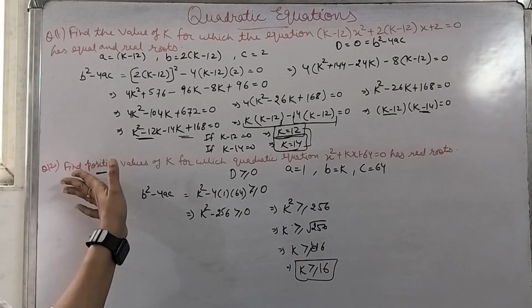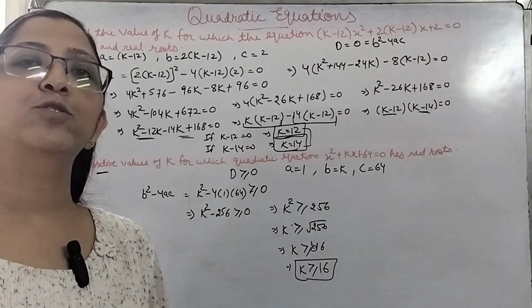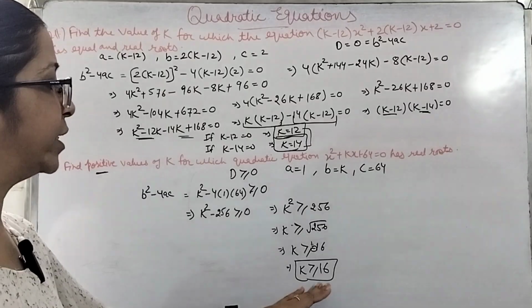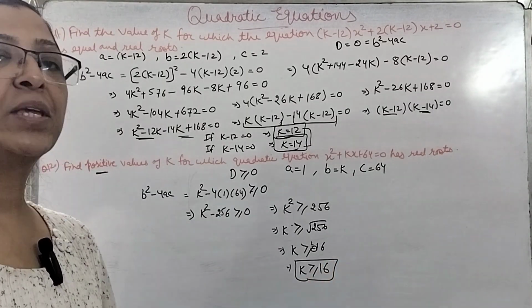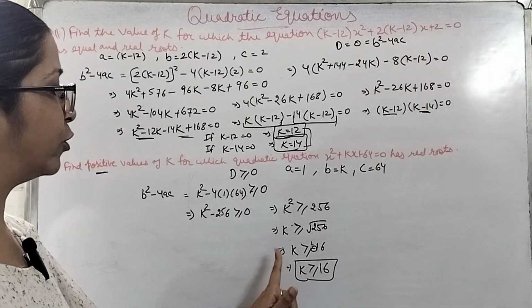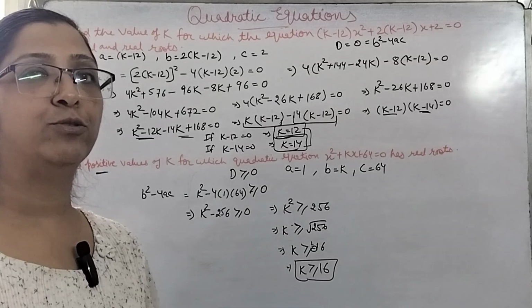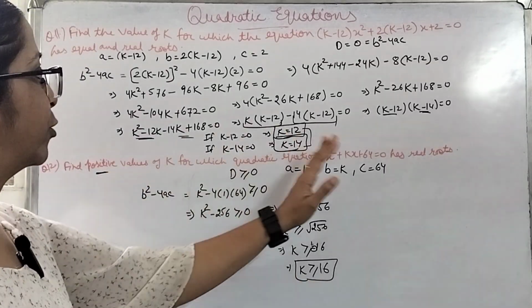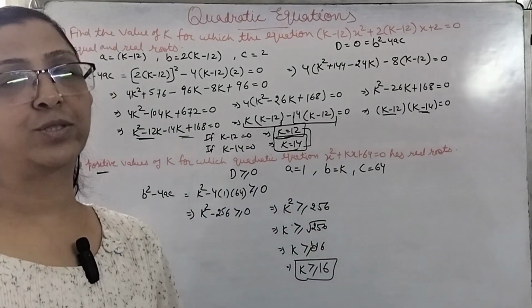It is already asked that you have to find only the positive values of k. So we will be taking only the positive value of k, that is 16. That means value of k should be greater than or equivalent to 16. In that case, this equation will have real roots.